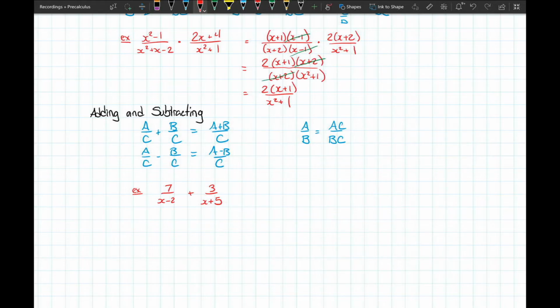Everything here is either a constant or a linear polynomial. There's no quadratics to factor. So they don't have a common denominator. I can't add them just yet. I need to look for some way to make sure that the denominators are the same. And if I take this 7 over x minus 2, I can always take the top and bottom and multiply by another factor, x plus 5.